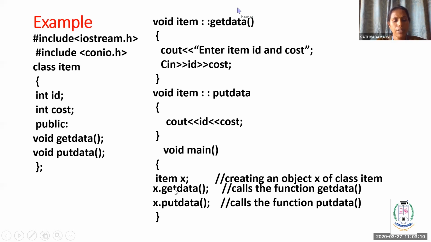So what will happen? The control will get into getData and it will execute, taking the input of ID as well as cast. When you call the next function, putData, the control gets into the function block and displays the ID as well as cast.